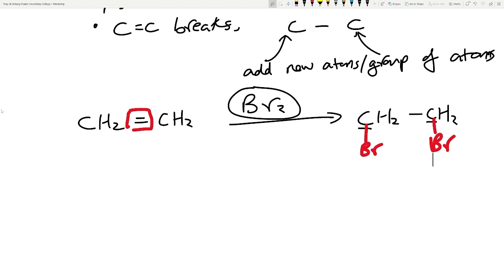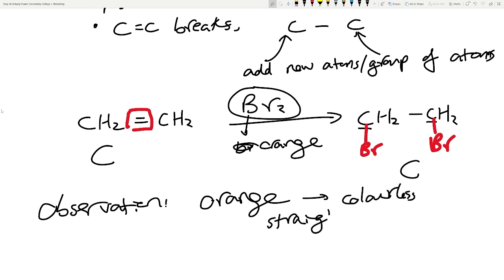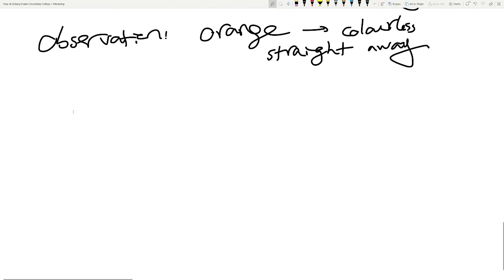You just break the double bond and add the things across. Okay, so this is still colorless. This is still colorless. This bromine water is still orange. I was gonna write brown for some reason because of the Br. So it's still orange. So with this observation, you don't need UV light for this. So this will go from orange to colorless straight away. Okay, and that's one of the distinguishing tests you need to know for this year.